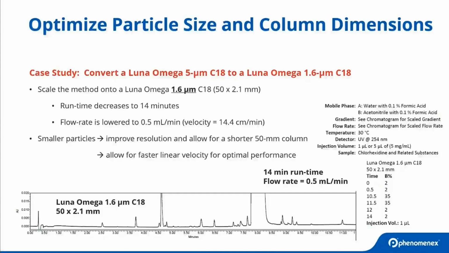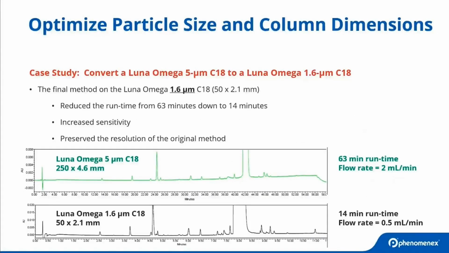So upon switching to a 50 by 2.1 millimeter ID column, we needed to scale our flow rate such that a flow rate of 0.5 milliliters a minute has a corresponding linear velocity of 14.4 centimeters a second. Previously, we're working with linear velocities of about 12 centimeters a second. The small particles generated even sharper peaks, so as to then allow for us to use a shorter column, in this case 50 millimeters, and all the while we're improving our sensitivity.